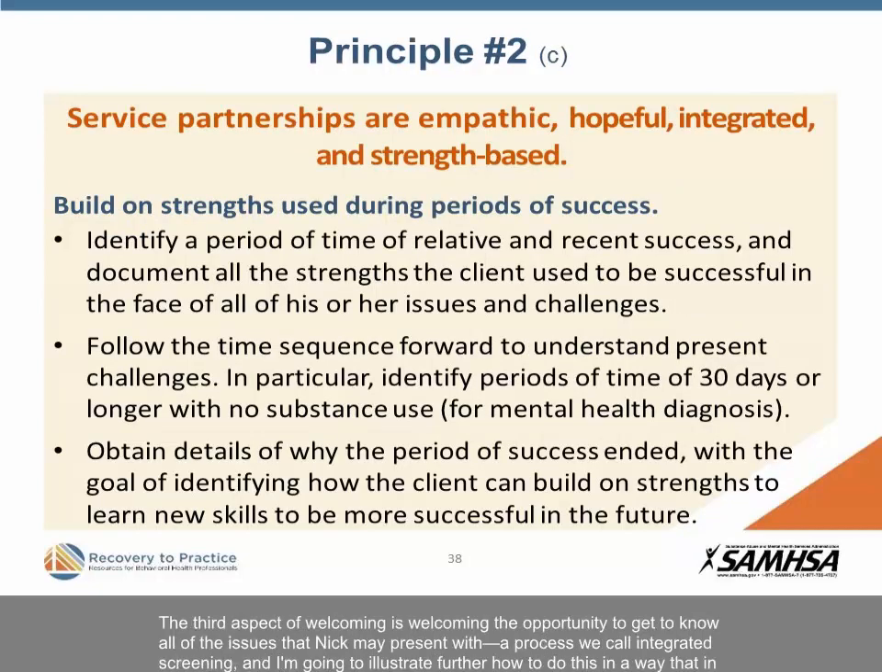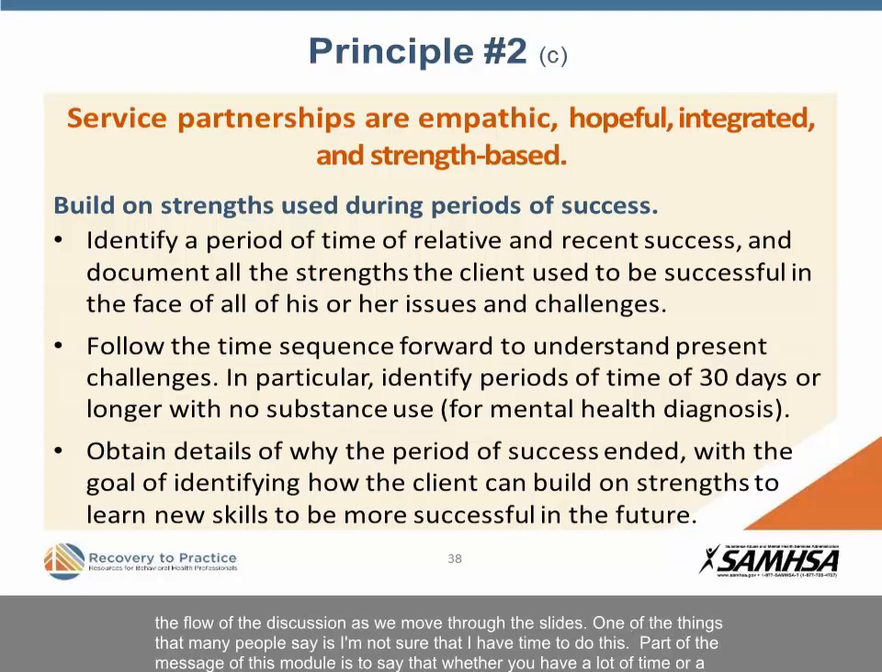The third aspect of welcoming is welcoming the opportunity to get to know all of the issues that Nick may present with, a process that we call integrated screening. And I'm going to illustrate further how to do this in a way that's in the flow of the discussion as we move through the slides. Now, one of the things that many people say is, "Well, I'm not sure that I have time to do this."